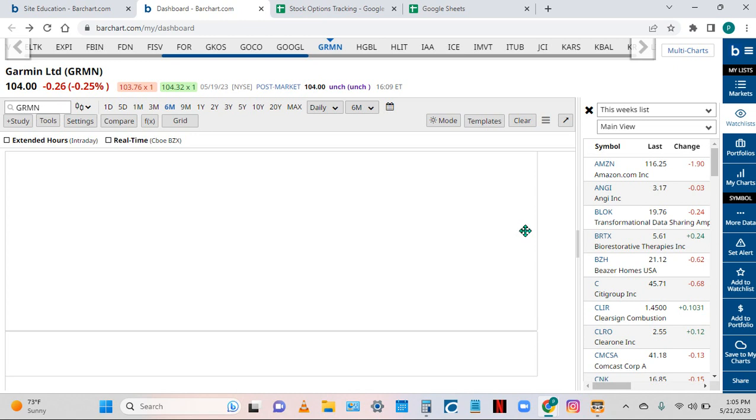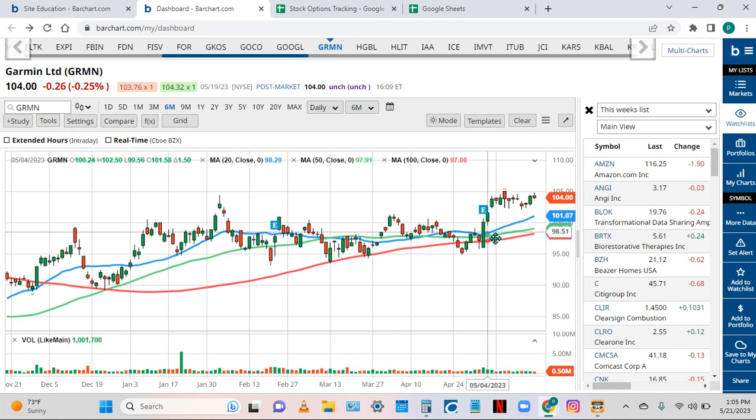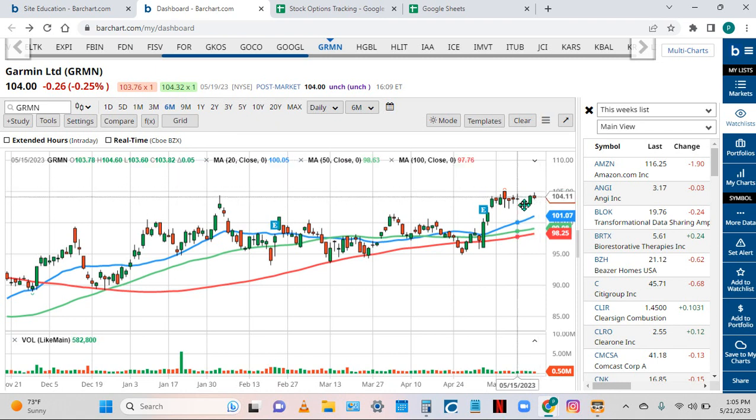Garmin has been around for quite a while. This has had a lot of sideways price action this year. Now it's breaking out and consolidating again. So I like this as a consolidation entry or enter over these highs as a continuation trade.